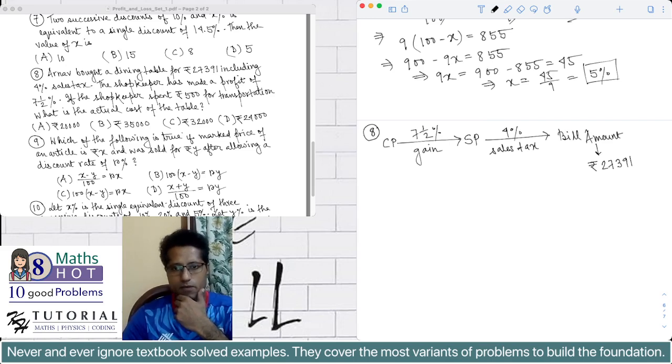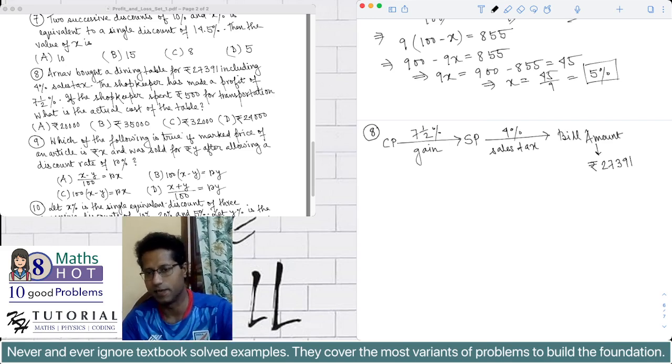Because if there is a transportation cost, it is an overhead, and overheads are always added to the cost price to get the effective cost price of an article. So now the gain is given. We know the shopkeeper made a 7.5% gain.